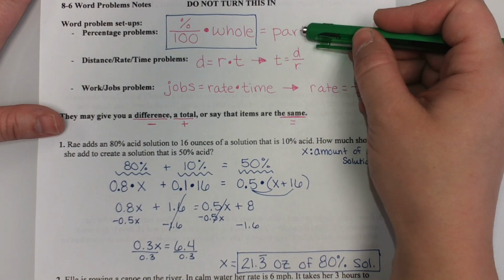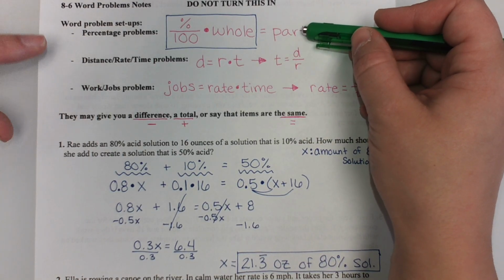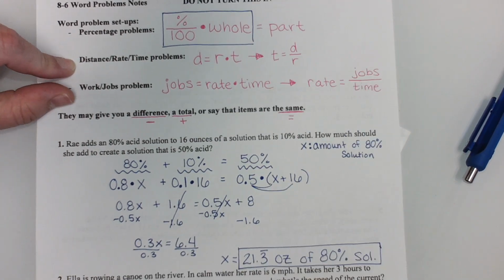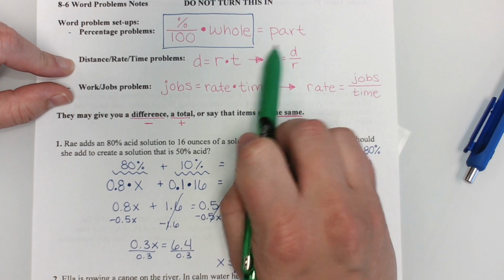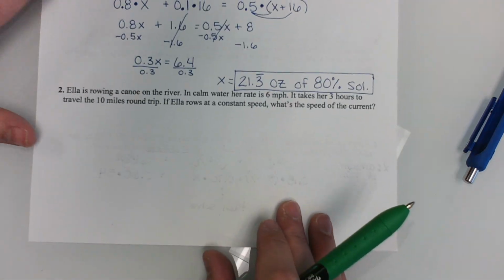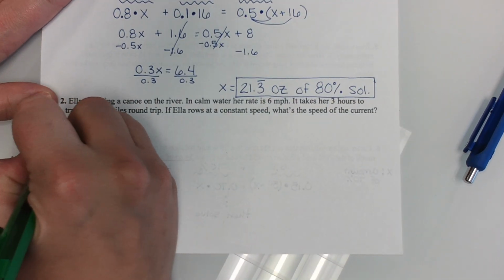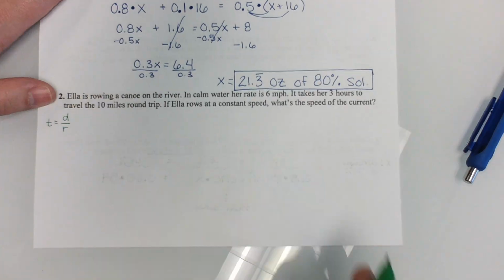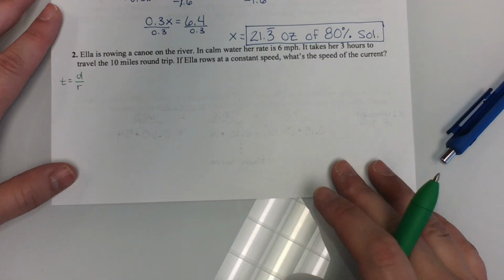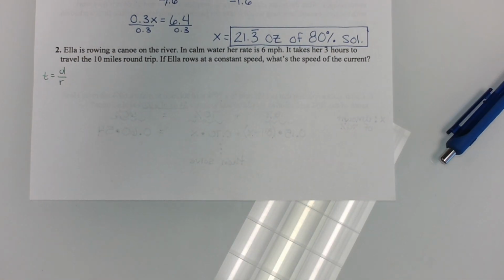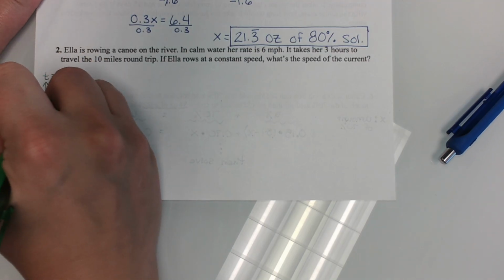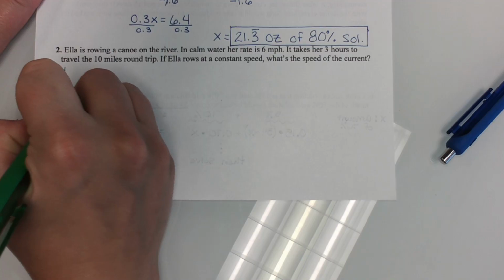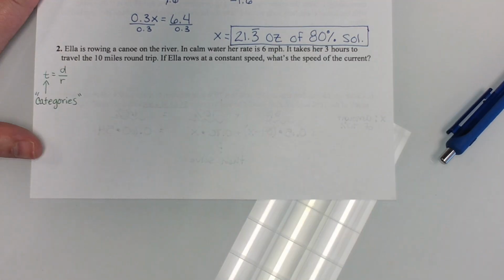Definitely not a percentage problem. There's not a single percent on there. Is this distance, rate, time, or are we trying to do a job? Distance, rate, time. And I told you, distance, rate, time is going to be time equals distance divided by rate. So these are essentially my categories this time. It's going to be times that we know.